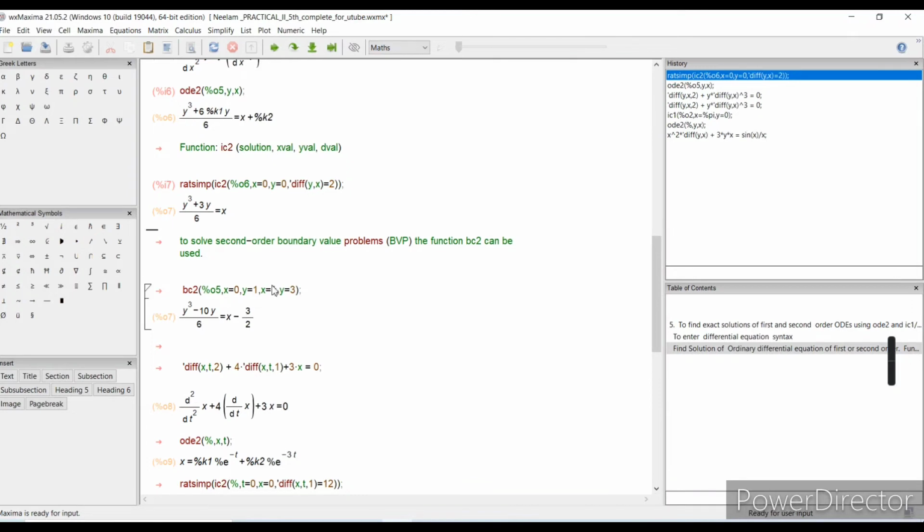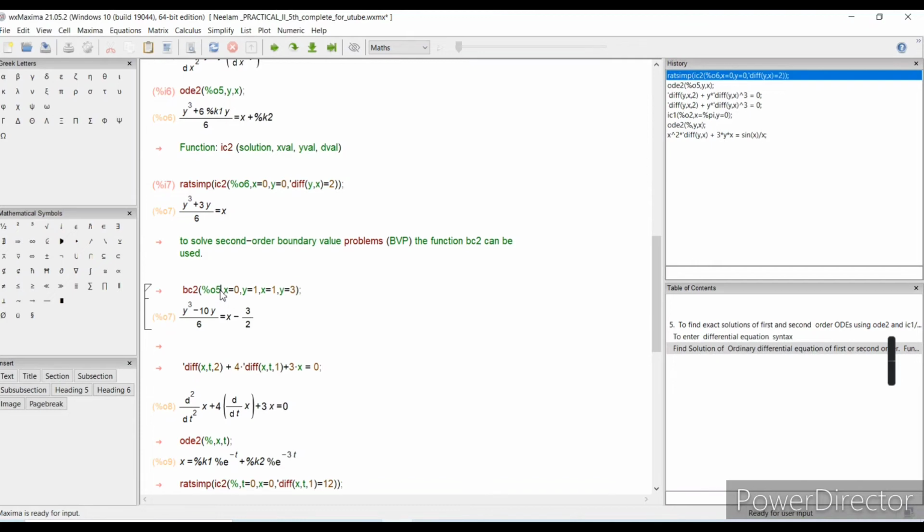Now how do you enter this and how does the software obtain these two constants? For this you will write bc2, boundary conditions, because you are using it for a second order equation. For first order you will use only ic1. So first you will write bc2, and here you will write the solution. The solution is in output number 6, and you want to find the constants k1 and k2 here.